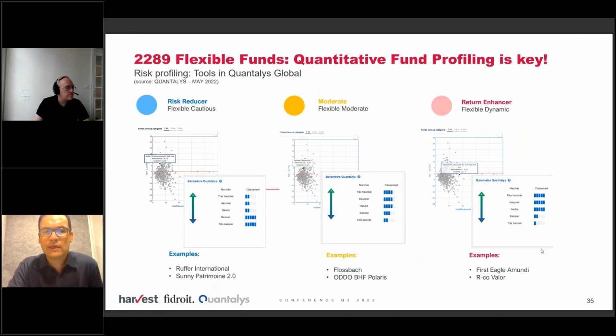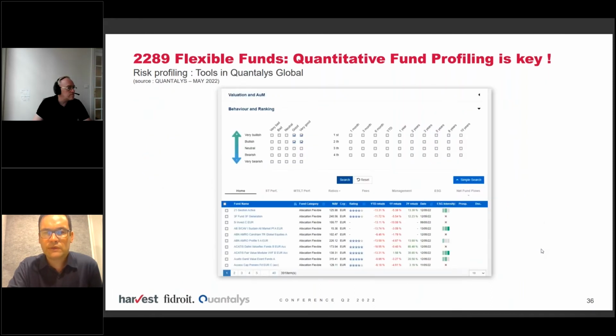The next slide is the ability to first fund screener and select your funds and compare your funds, and also to select with this barometer what we call behavior and ranking, and you have the ability to select your flexible funds, but flexible funds, that's the topic of the day, with these metrics and ratios. Julien will show you in 2 minutes an example with Quantalys Global.